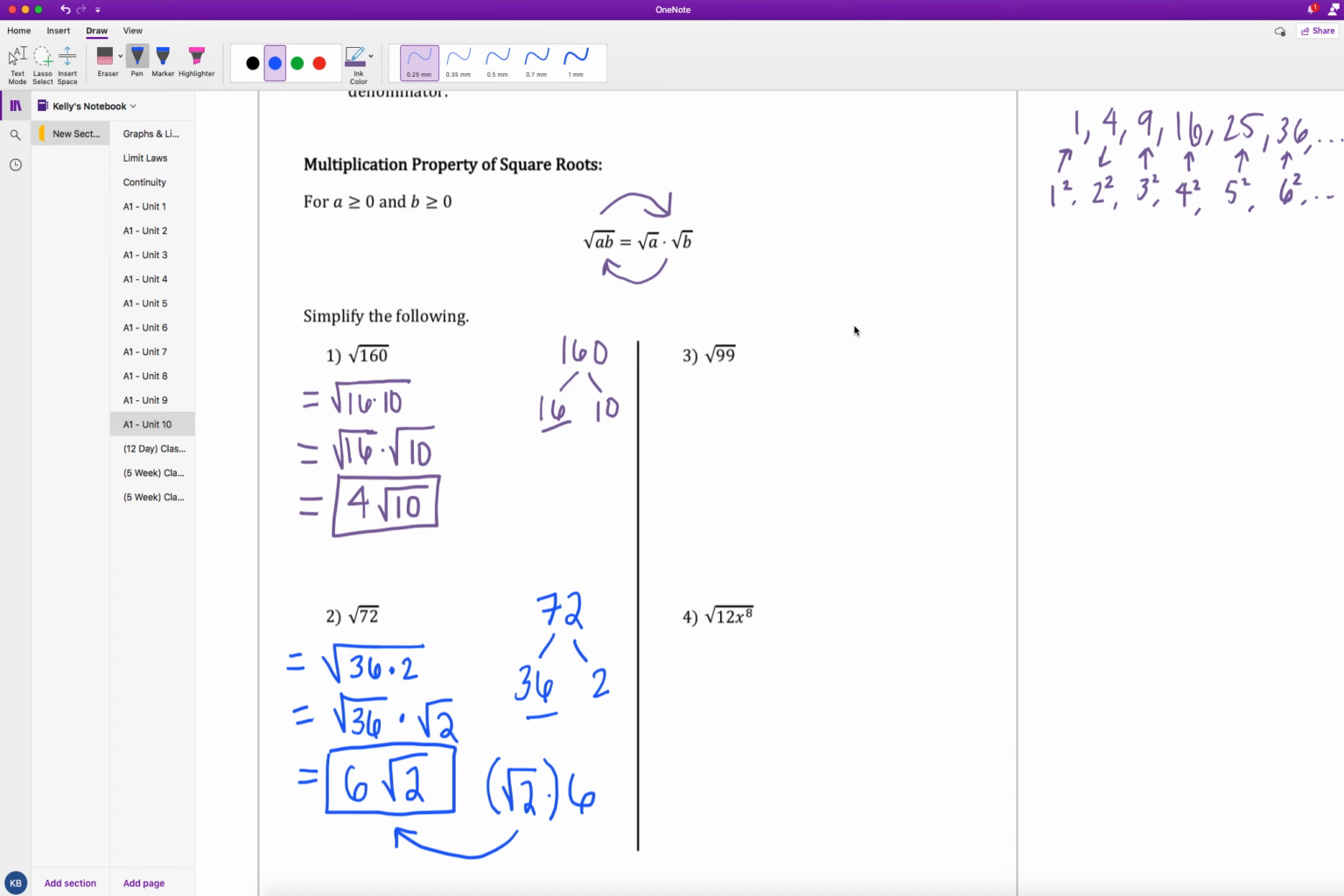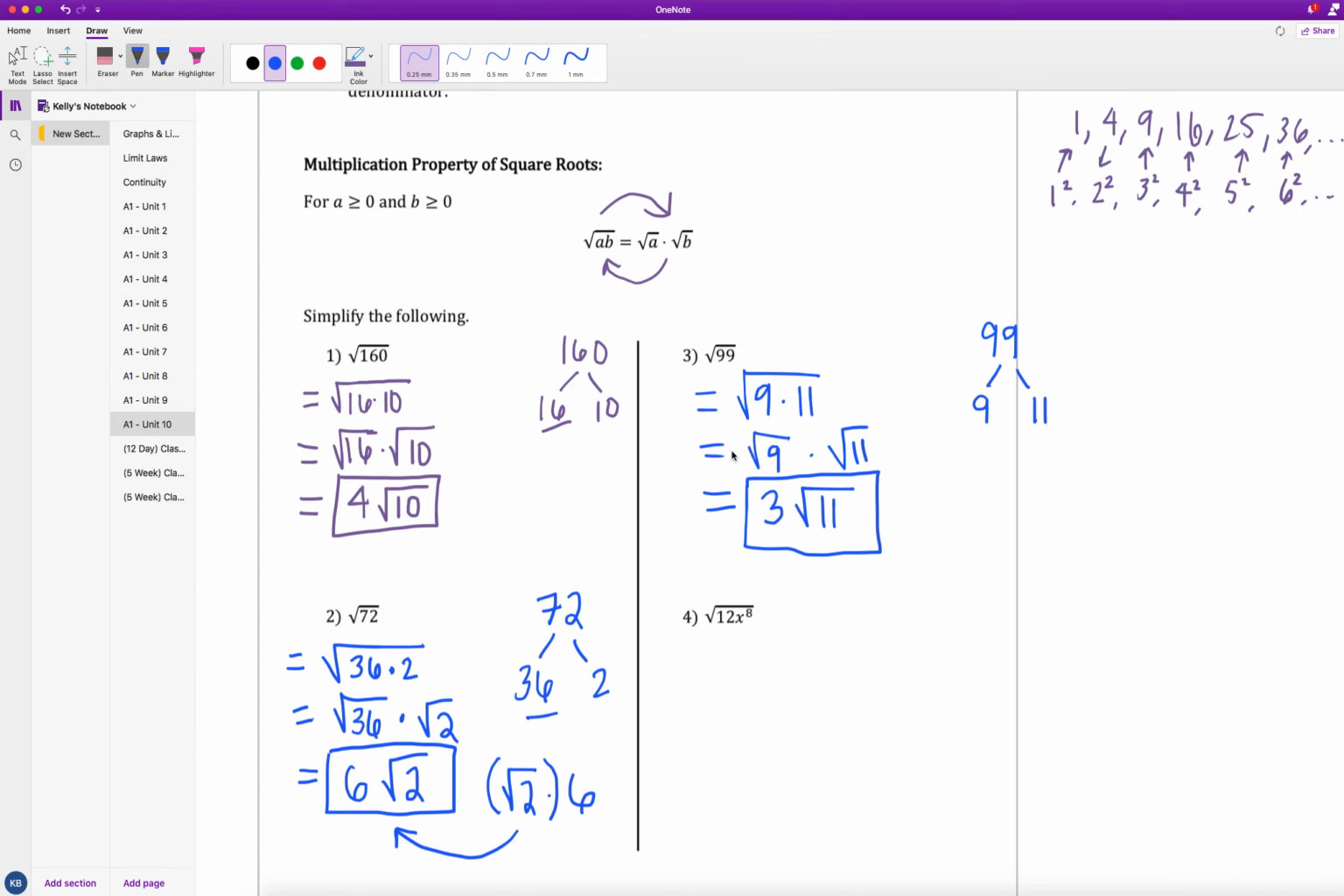Let's look at 3. So 3 says the square root of 99. So when I'm thinking about factoring 99, I'm looking for the largest perfect square inside of it. I notice that 99 is the same thing as 9 times 11. So I could rewrite the square root of 99 as the square root of 9 times 11, break that apart using our multiplication property for square roots, and we get the square root of 9 times the square root of 11. Square root of 9 is going to be equal to 3, and then square root of 11 cannot simplify down any further since that is a prime number.